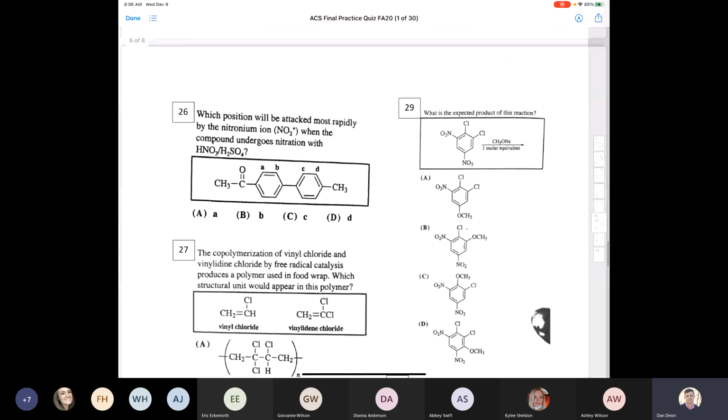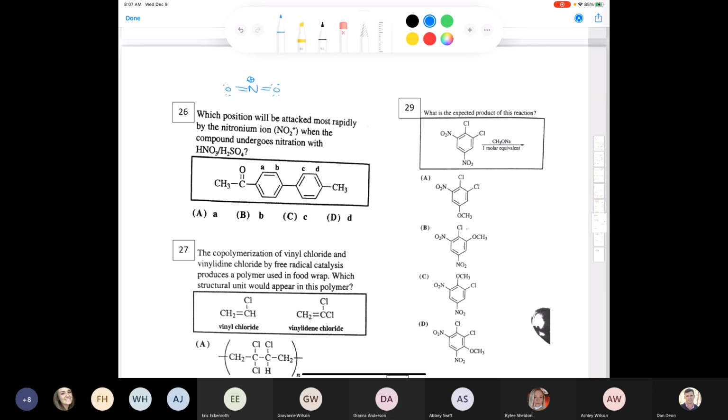Look at question number 26. So this one deals with electrophilic aromatic substitution. Which position will be attacked most rapidly by a nitronium ion when the compound undergoes nitration with nitric acid and sulfuric acid? Well, remember that the nitronium ion, which we studied in detail, if you take chemistry 3112, we would have looked at it in that class as well. It's a powerful electrophile, right? Very powerful electrophile. And so then the question becomes, okay, well, where is it going to go?